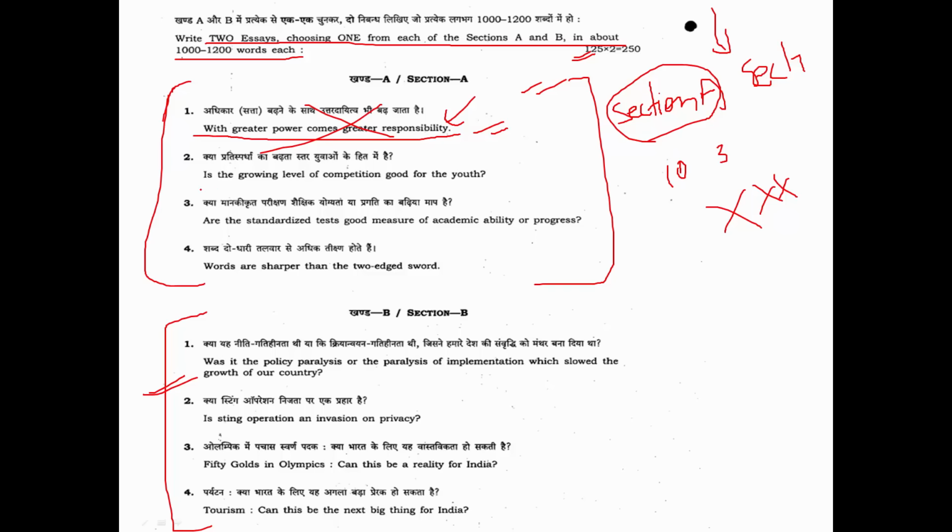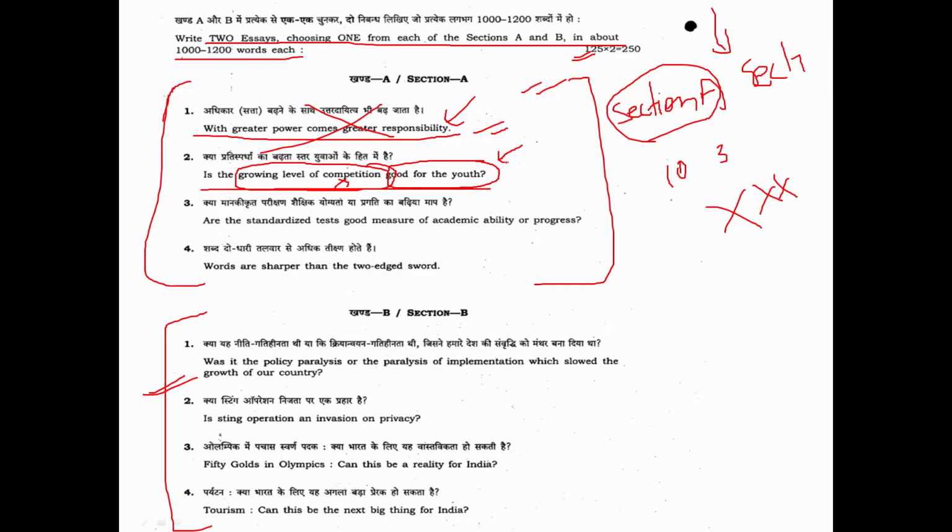Then the second is: is the growing level of competition good for youth? Again, here they are asking a very specific question, that you have to talk about just these things. You have to talk about competition and how it is growing, and whether it is good or bad for youth. These are two dimensions, and you have to write your whole essay based on only these two things. So just make sure that you have a lot of aspects about these particular things, otherwise you won't be able to complete your whole essay.